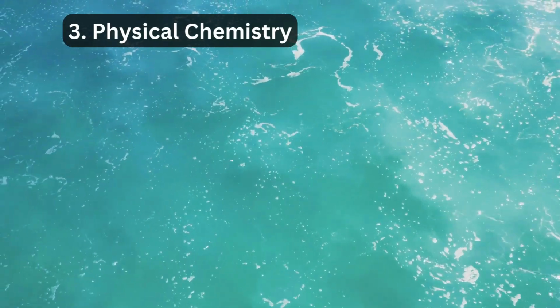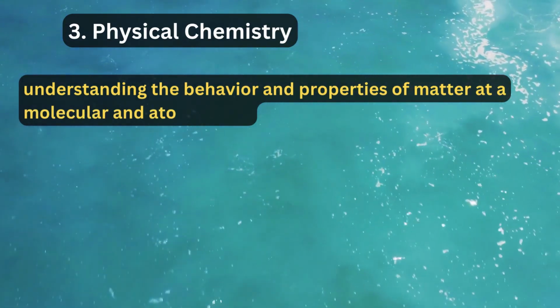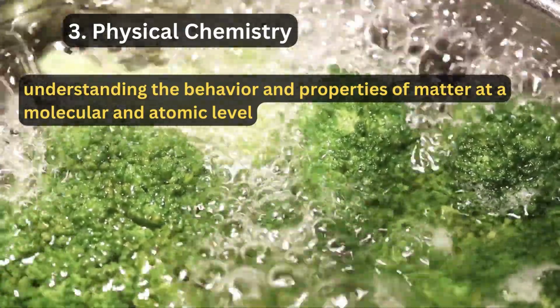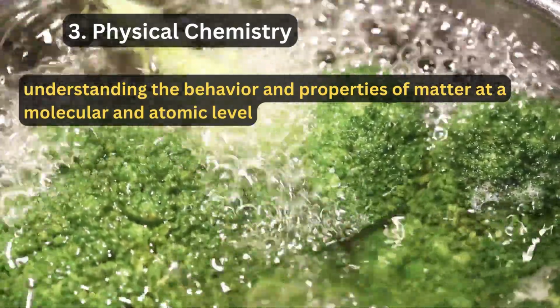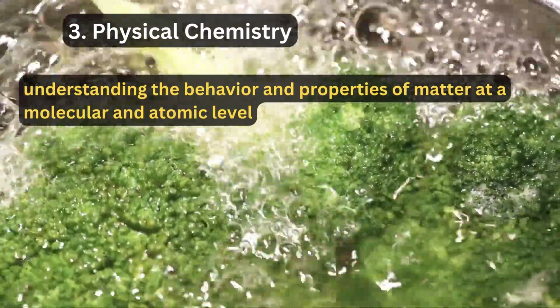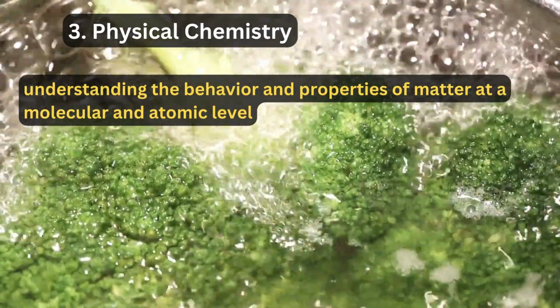Now let's move towards the third branch, physical chemistry. So, what is the definition? Physical chemistry is a branch of chemistry which deals with understanding the behavior and properties of matter at a molecular and atomic level. So, it includes understanding the behavior of matter and what properties it shows. Explaining it in simple terms, for example, understanding why water boils. This is a classical example of physical chemistry. It involves understanding concepts like phase transitions, intermolecular forces, and thermodynamics.